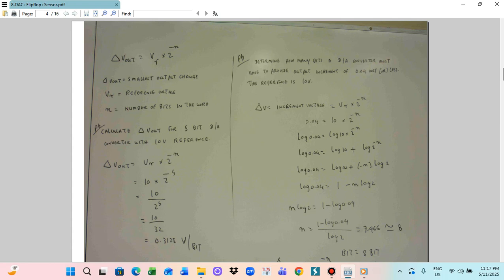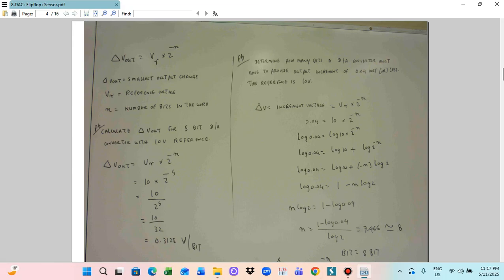By solving this one, you get 0.3125 volt. By the way, you can calculate the output voltage this way. This lesson is about the digital to analog converter, so we can change the digital signal to analog.